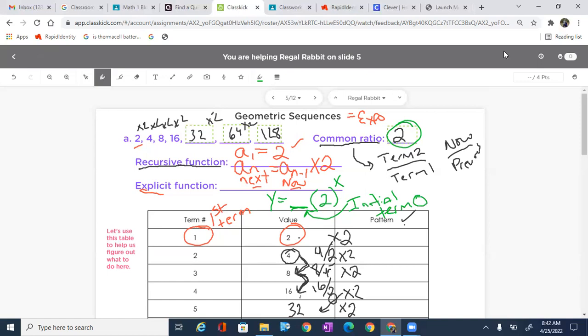The issue with this is we have our first term. So watch our pattern. We're multiplying by 2 in this direction. So in order to go backwards, we've got to divide by 2. So if I want to know the initial or the 0th term, I'm just going to divide back by 2. 2 divided by 2 is 1. So our initial term is 1.